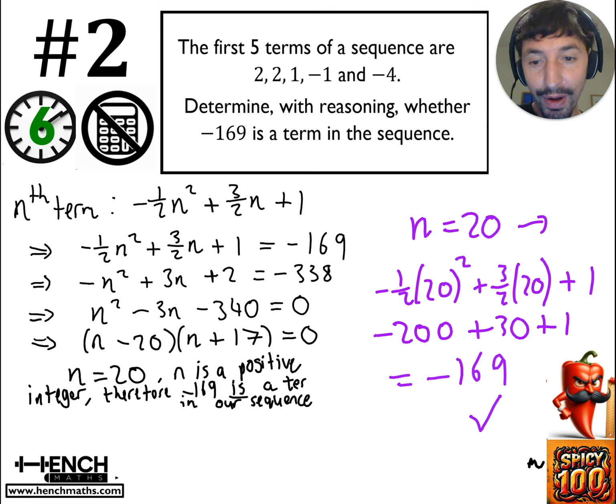So I hope you felt good about that question. If you feel confident with quadratic sequences, move on and have a go at Spicy 100 question 3.